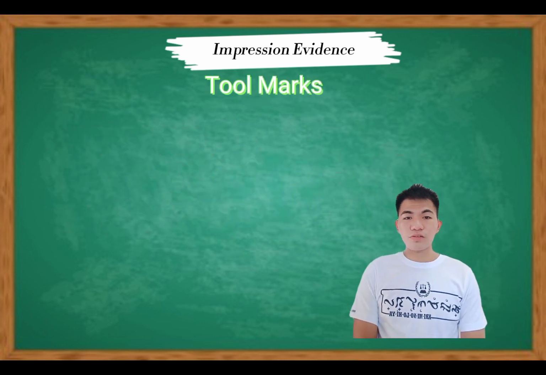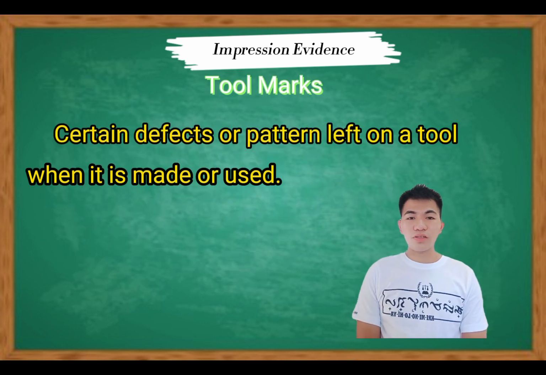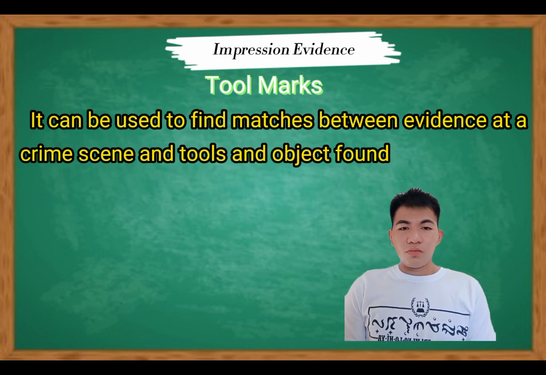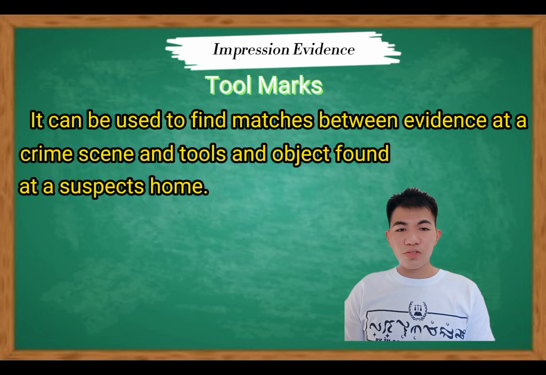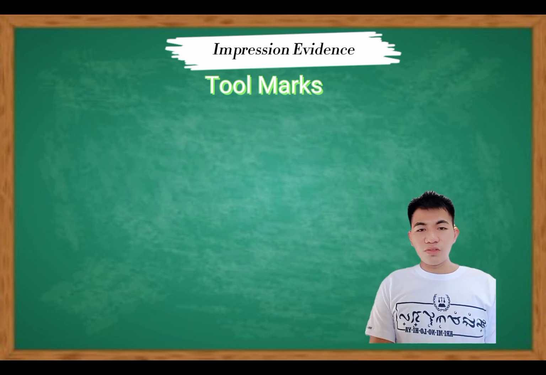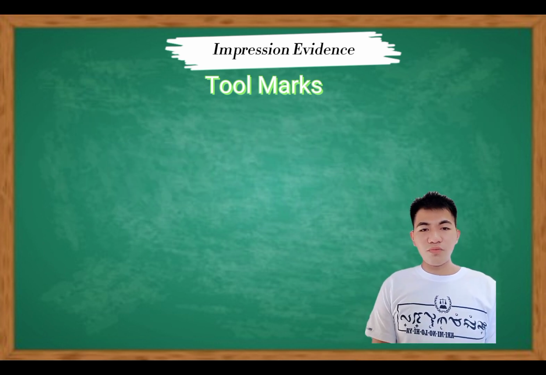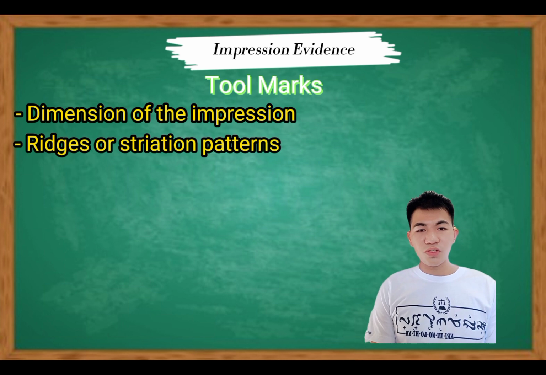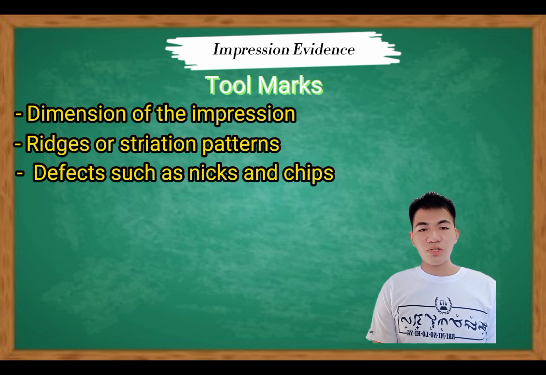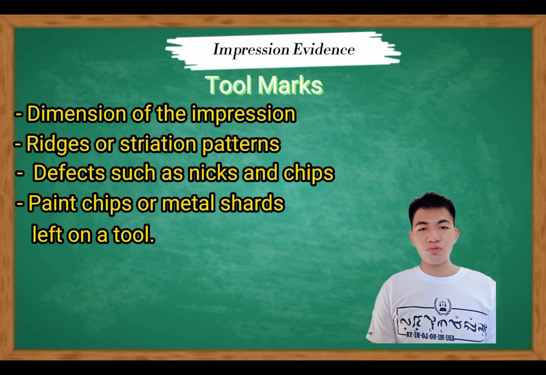Next is tool marks. Tool marks are certain defects or patterns left on a tool when it is made or used. Tool marks can be used to find matches between the evidence at a crime scene and the tools and objects found at the suspect's home. The investigator analyzes the features of the dimension of the impression, ridges or striation patterns, defects such as nicks and chips, and paint chips or metal shards left on a tool.